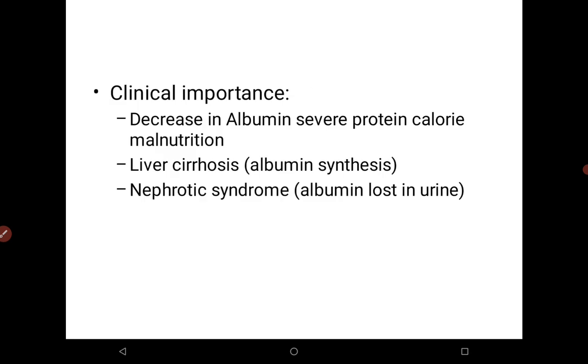So the clinical importance is that when there's a decrease in albumin, it shows that there is malnutrition. Also, you have liver cirrhosis, which has to do with the albumin synthesis, and also the nephrotic syndrome, which is just a syndrome that has to do with the kidneys malfunctioning, where albumin is excessively lost in the urine.